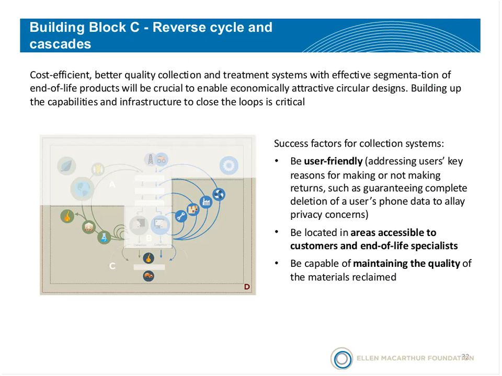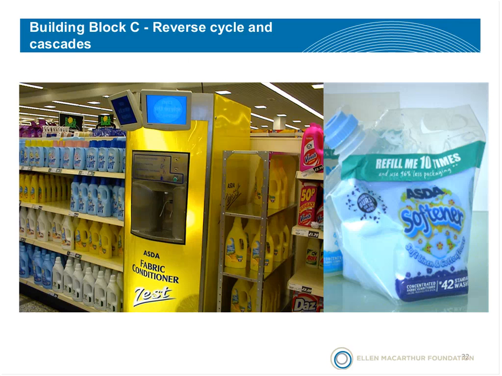And then the third area is reverse cycle and cascades. One of the big challenges in the circular economy is getting stuff back economically. We've got a linear system. It's very easy to get stuff out. That's what it's been designed around. We need to get stuff back. So we're seeing all sorts of developments.